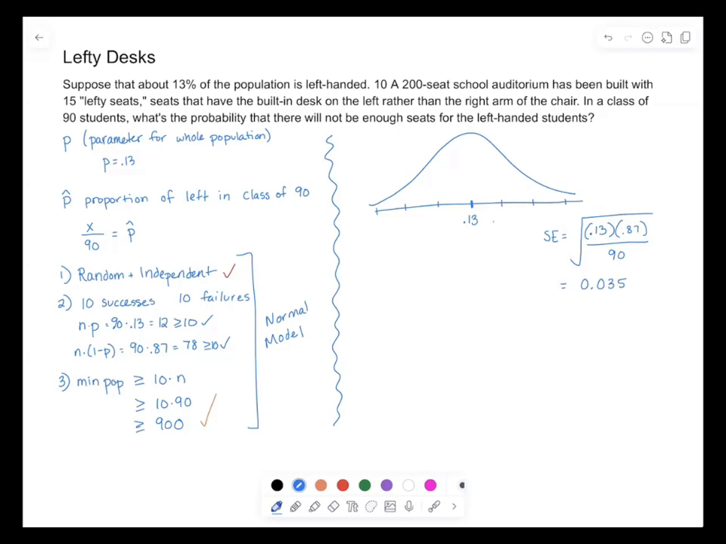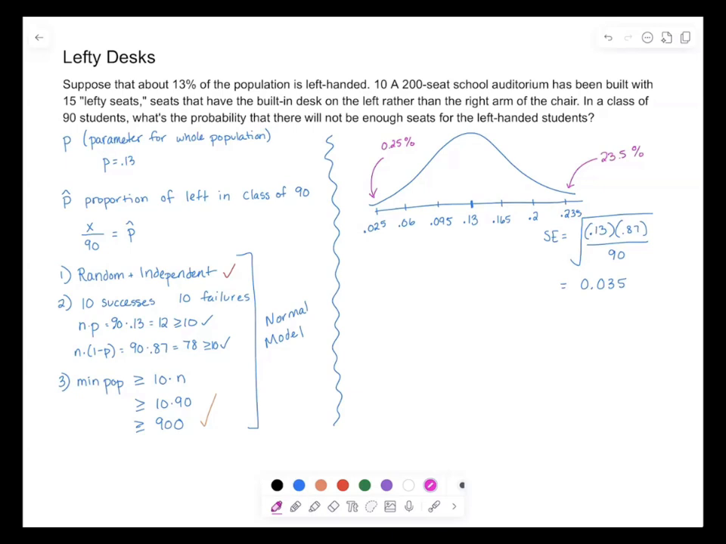I get 0.165 here, 0.2, and then 0.235. So those are the positive direction labels. And then in the negative direction, I get 0.095, 0.06, and 0.025. So if I'm the teacher of this class, I'm kind of expecting there to be anywhere between 0.25% lefties in my class and 23.5% lefties in my class.